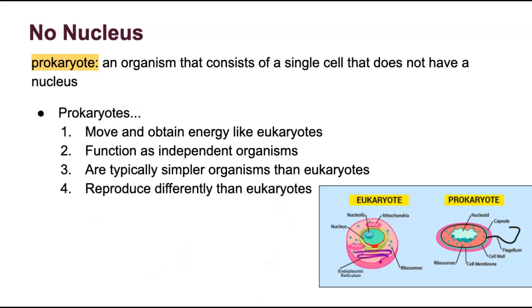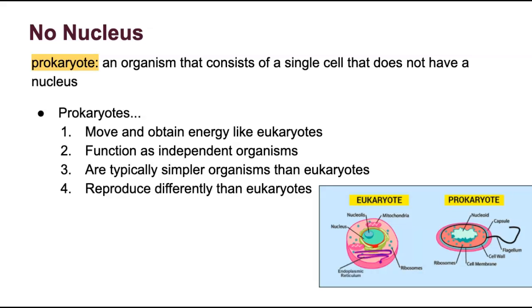All bacteria are also prokaryotes. You might remember that word from Monday. It means that the organism doesn't have a nucleus. It's a single-cell life form that doesn't have a nucleus. Prokaryotes, or living things without a nucleus, are going to move, and they're going to find ways to get energy just like other living things. They're going to be able to function on their own. They are independent organisms. They don't need other organisms to survive.